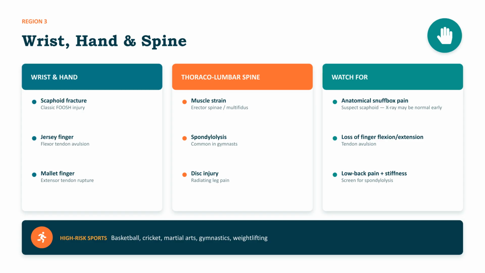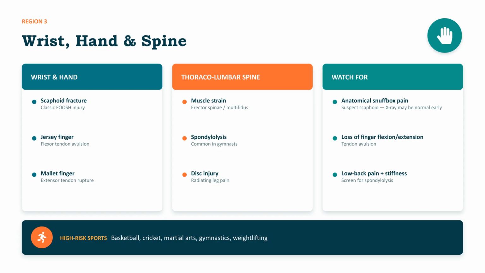Also, jersey finger, a flexor tendon avulsion, and mallet finger from extensor tendon rupture. For the thoracolumbar spine, common injuries include muscle strains of the erector spinae or multifidus, spondylolysis, which is very common in gymnasts, and disc injuries with radiating leg pain.